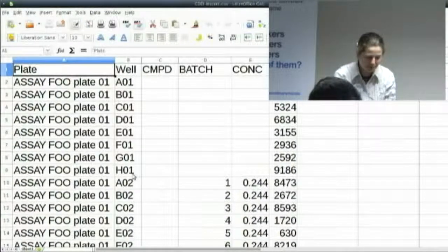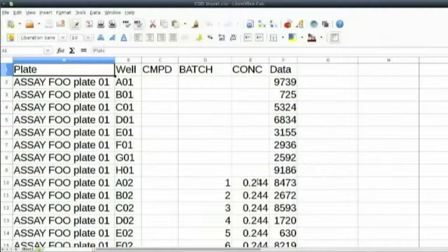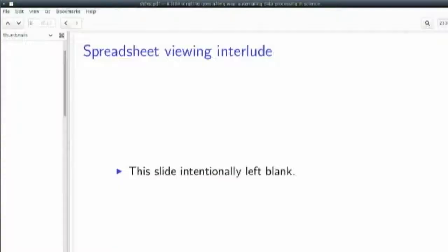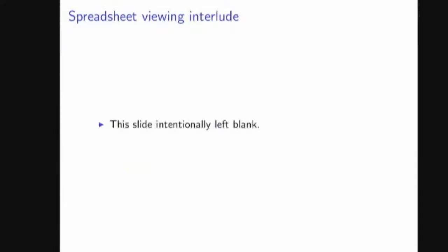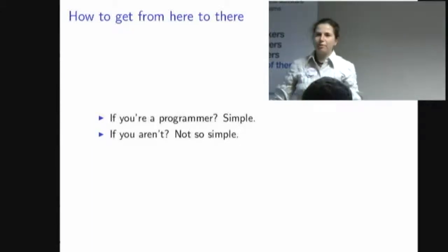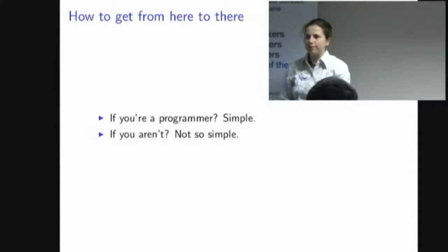So you have the plate name, the well, the compound ID goes here, and then we have the concentration and the data. So it's all together. Now, if you're a programmer, this is pretty trivial to do. I mean, you have one kind of spreadsheet and you want another kind of spreadsheet, well, you can probably figure that out. This is simple.